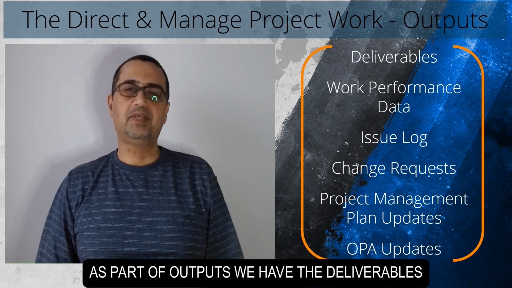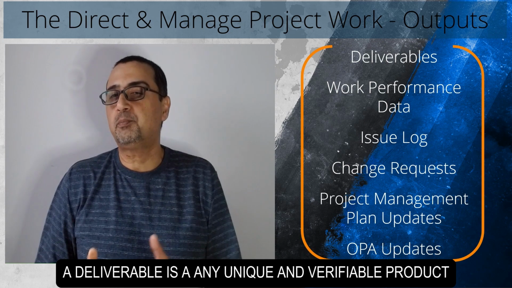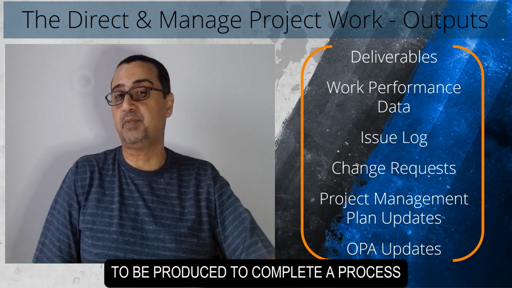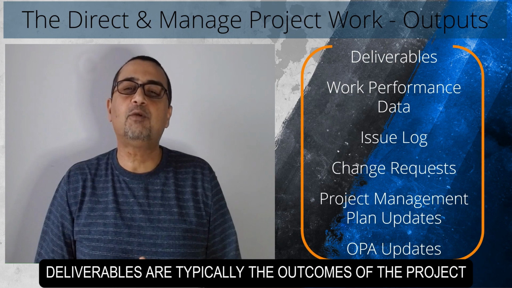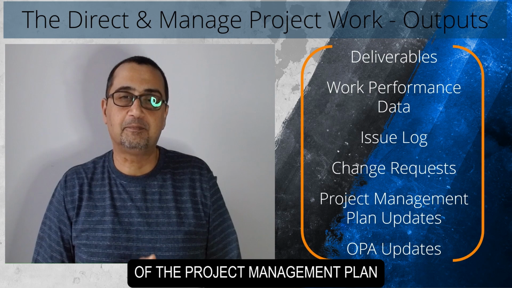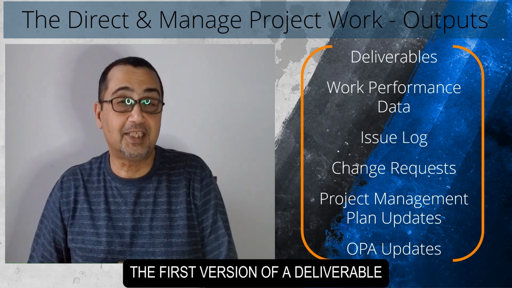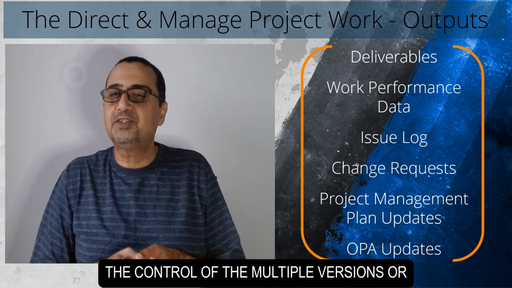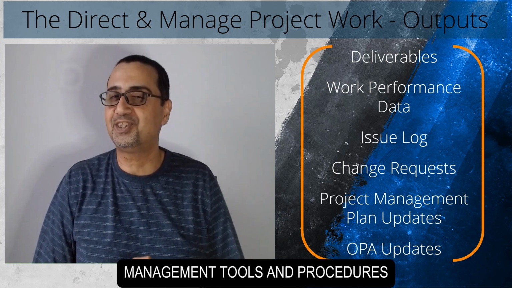As part of outputs, we have the deliverables. A deliverable is any unique and verifiable product, result, or capability to perform a service that is required to be produced to complete a process, phase, or project. Deliverables are typically the outcomes of the project and can include components of the project management plan. The change control should be applied once the first version of a deliverable has been completed. The control of the multiple versions or additions of a deliverable is supported by configuration management tools and procedures.